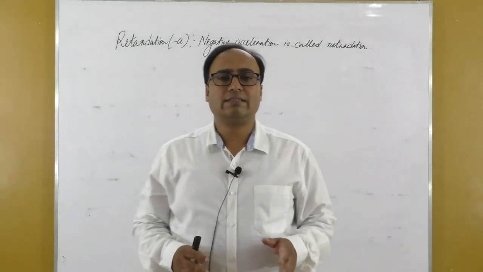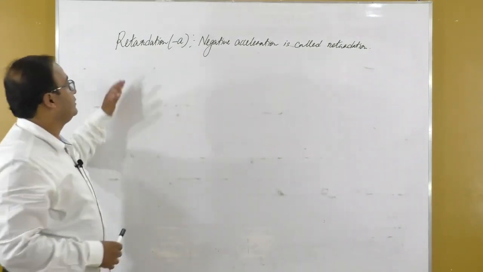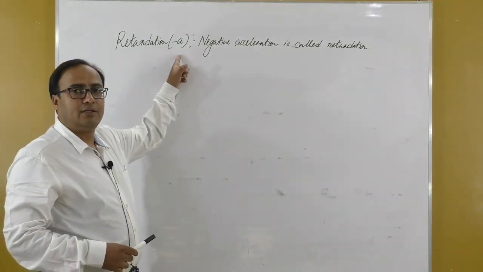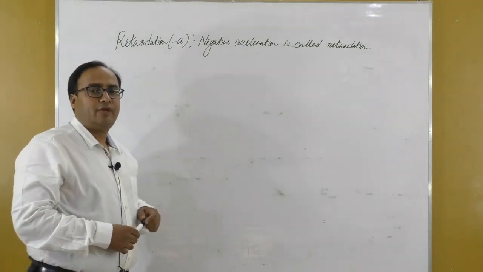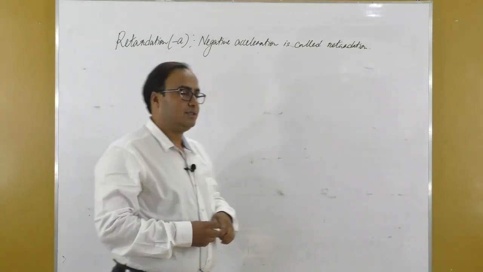Now we are going to discuss the second term of this video, and the term is retardation. As you can see here, I have written minus a. Retardation is negative of acceleration. Negative acceleration is called retardation.